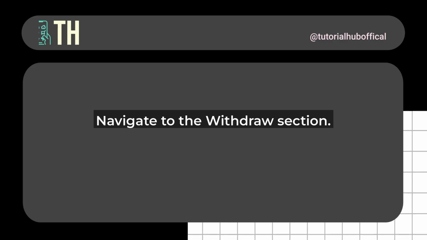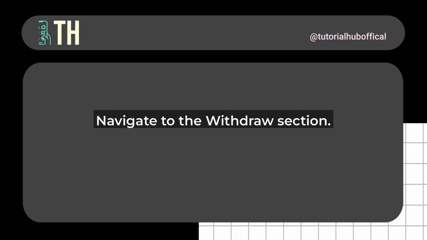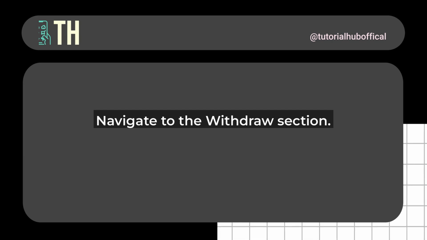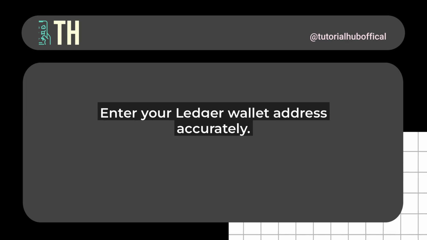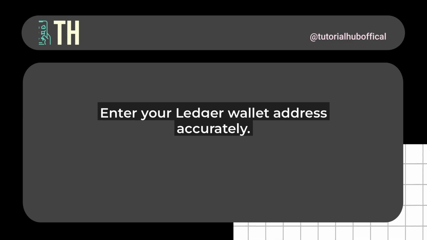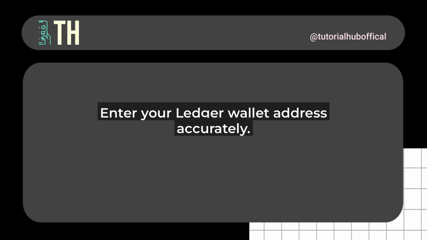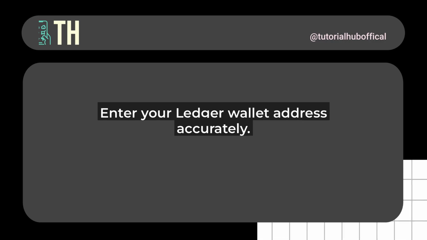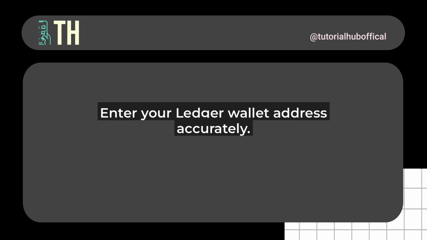Now, for the exciting part, enter your Ledger Nano X wallet address. Copy it directly from your Ledger device to prevent any typos. You'll also need to specify the amount of USDC you want to withdraw. Remember to leave enough for network fees, which can vary based on Ethereum's gas prices in 2025.